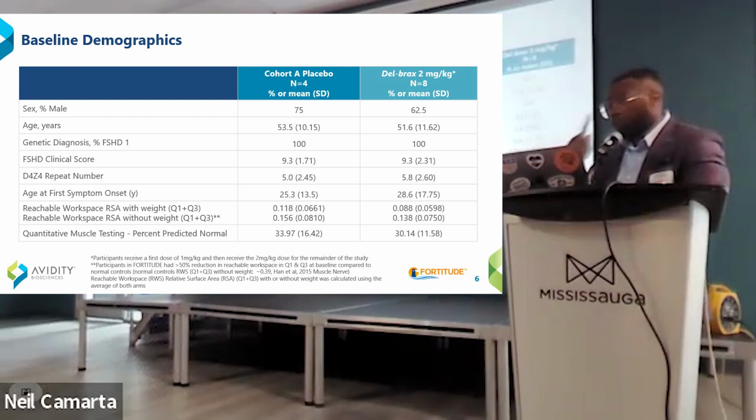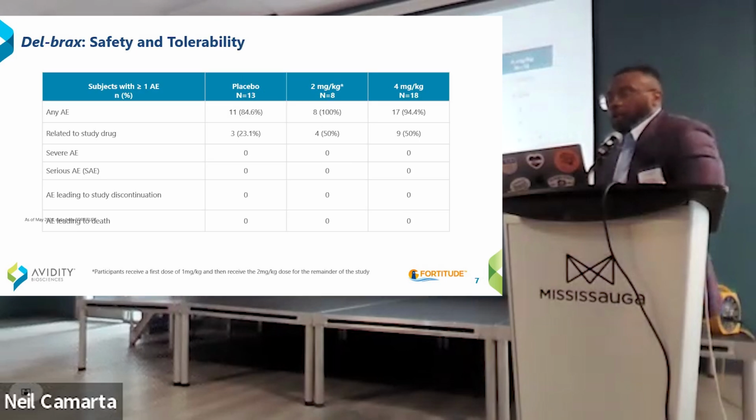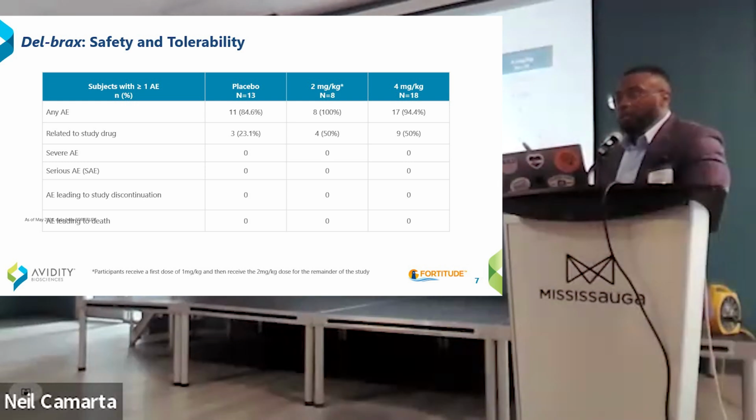We also use a reachable workspace, which looks at different quadrants of your arm extension, and we are interested in the muscle testing. So right now, the drug is safe and well tolerated. You will see that there's a 4 milligram per kilogram cohort, right? This is an extension of the study.